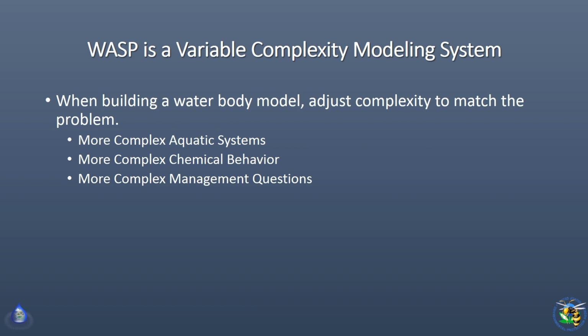But one of the big advantages of WASP is the ability to control variable complexity. And when I say variable complexity, it could be a couple different things. It could be how the water body is divided up. It could be how water quality state variables are considered in the model. We already talked a little bit about segmentation. You can have as many segments or as few segments as you need to answer your question. But you also have the ability to control which state variables are used in the model.